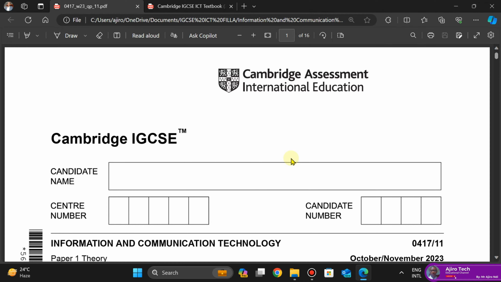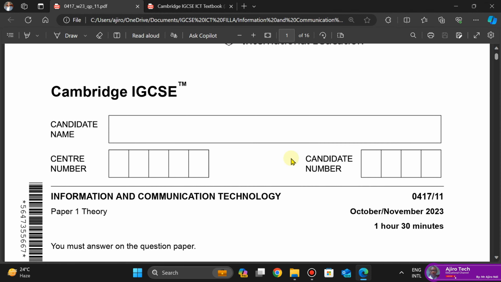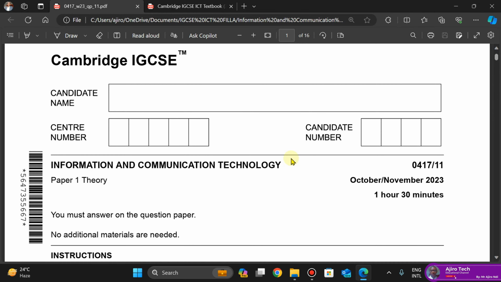In this video, we're going to be looking at the Cambridge Assessment International Education IGCSE ICT, which means Information and Communication Technology, with the course code 0417 or 0983, variant 11, paper 1 theory. This is a paper from October/November 2023 and is a 1 hour 30 minutes paper.